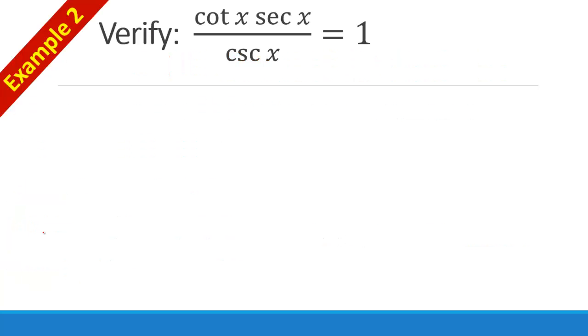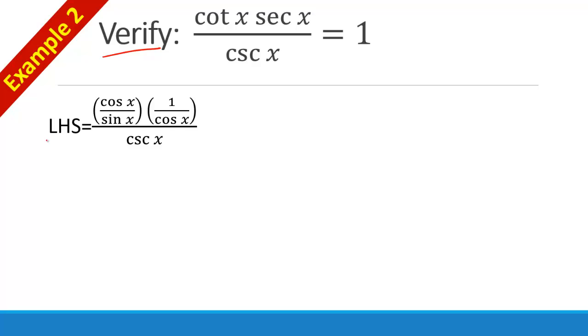Alright, so now notice the different wording. This says verify. So basically what we're going to do here is we need to show, you're going to see LHS and RHS a lot. That's just for the sake of organization. LHS stands for left hand side. So RHS obviously stands for right hand side, just so you can keep yourself organized while you're working this out. So my left hand side is this right now.